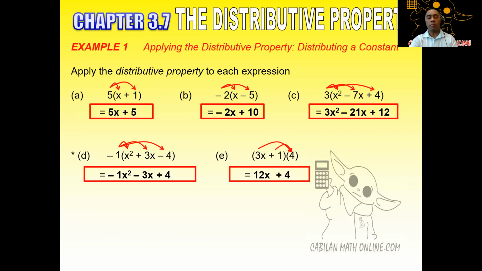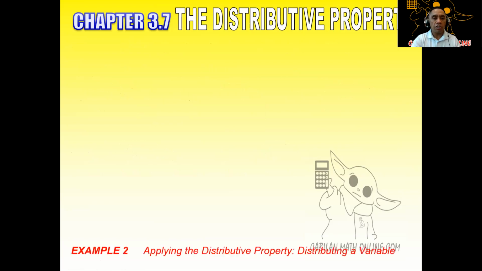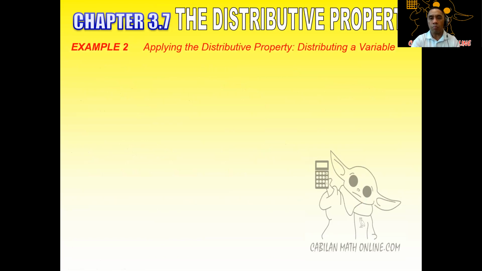Okay, so ultimately, even if you took the 4 and you put it in front of the 3x plus 1, the answer would be exactly the same. All right, so now you've seen what happens when you multiply a number in front of a set of brackets. So let's now see what happens when we're multiplying a variable or a combination of a number and a variable that makes up the term in front of the brackets.